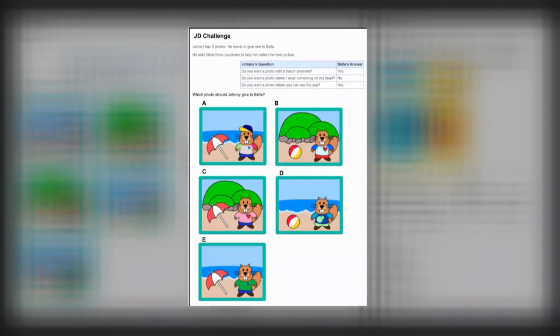Do you want a photo with a beach umbrella? Yes. Do you want a photo where I wear something on my head? No. Do you want a photo where you can see the sea? Yes. Which photo should Johnny give to Bella?